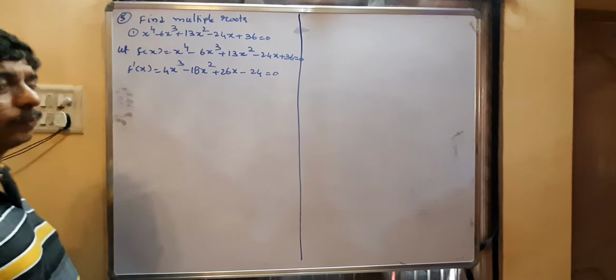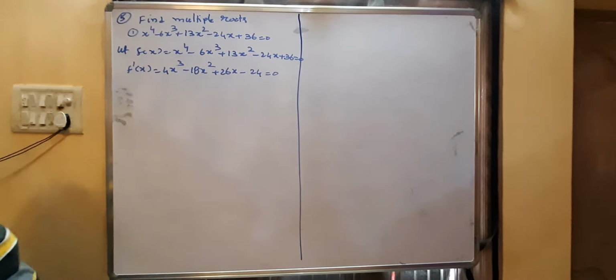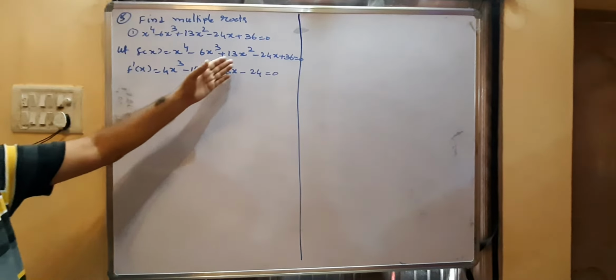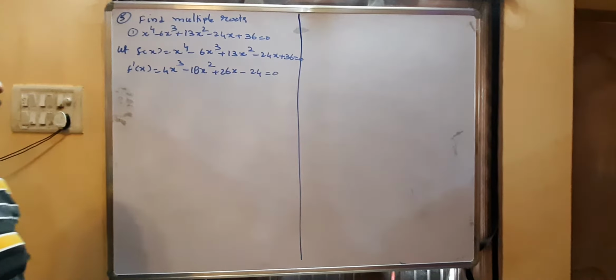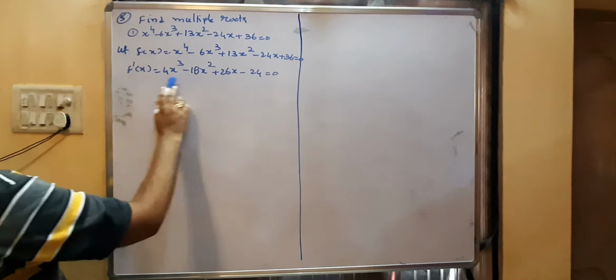Last one continuation. LAQ problem. Find the multiple roots of the fourth degree equation. f(x) is given: 4x^4 - 6x^3 + 13x^2 - 24x + 36 = 0. You have to find f'(x). f'(x) = 0 you can find.